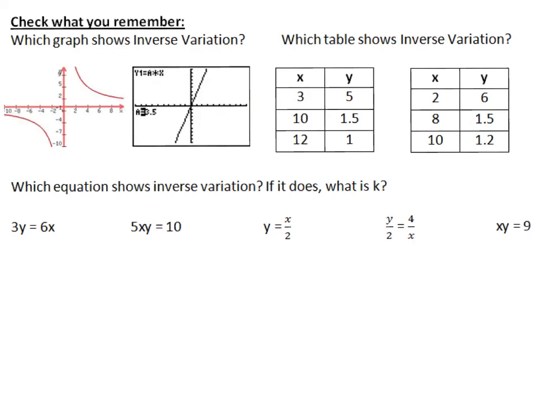Alright, check what you remember. It'd be awesome if you guys would just pause the video right now and see if you can answer these questions yourself. It's real simple. The first part here is which graphs show inverse variation based on the picture. Second part here, which table shows inverse. And then down here, which equation shows inverse? If it does, what is the k, which is a constant of proportionality?